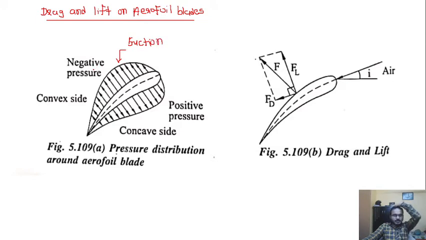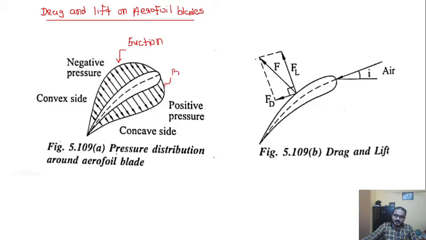Here a low, negative pressure is generated on the convex side. If we observe the other side, the concave side, positive pressure is generated because the fluid particles try to hit this surface. The fluid particles stress this portion of the blade. That's why a positive pressure is generated, so this is known as the pressure side.